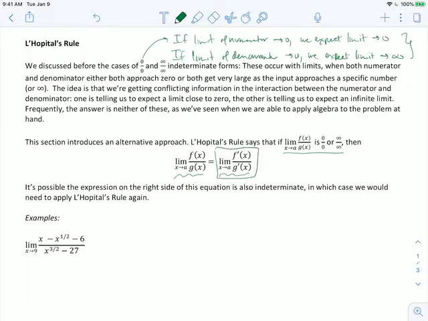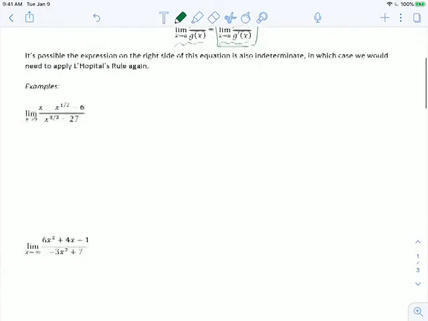I will point out in this last sentence that it's quite possible that this expression will also turn out to be indeterminate, in which case we would wind up applying L'Hopital's rule to it, and therefore looking at the ratio of second derivatives and seeing what's happening with the limit of that. So be aware that we might apply L'Hopital's rule multiple times within a single problem. But we also always are going to want to check that we've got one of these indeterminate forms. So let's look at a few examples.